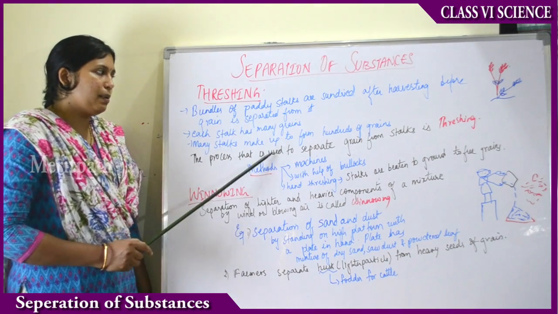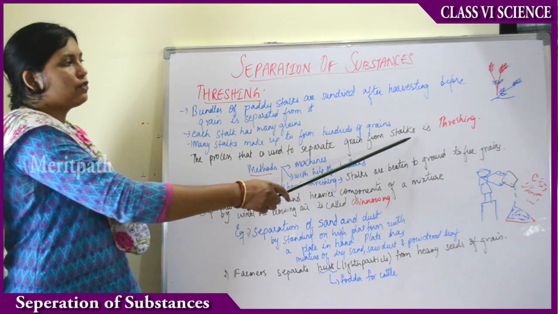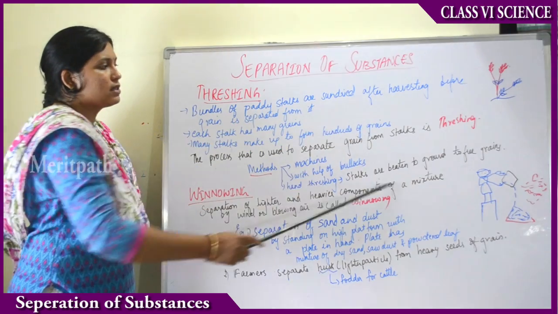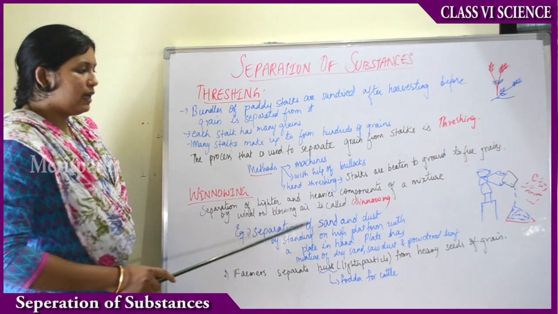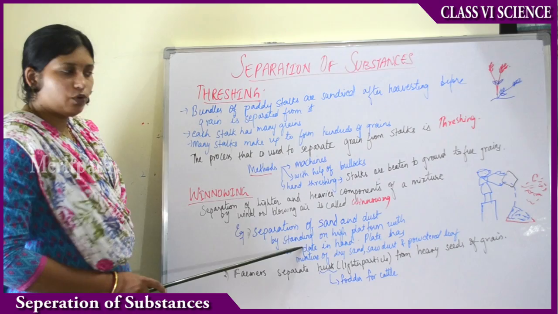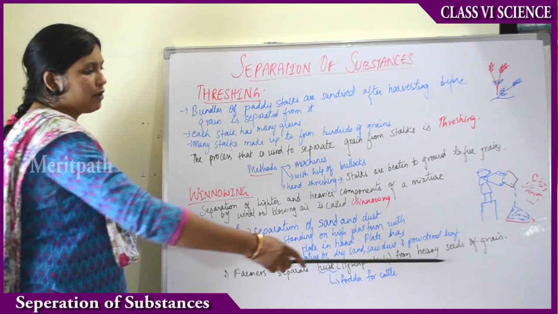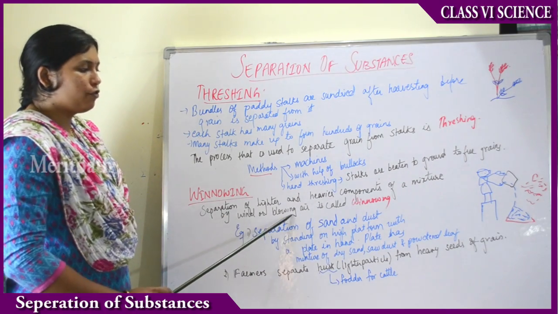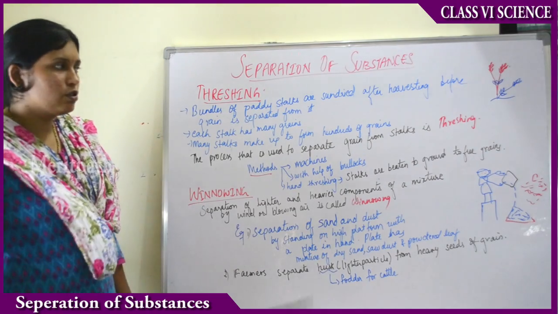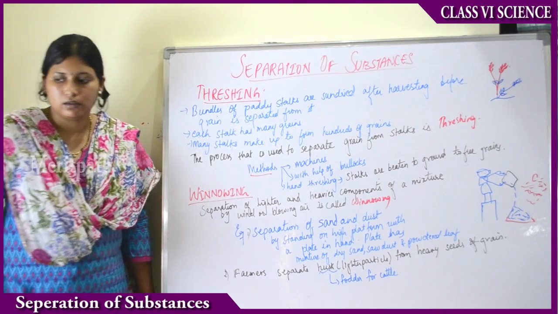So threshing is separating grains from the stalks. Then after we get the grains, they are separated by a process called winnowing. Separation of husk from the grain by the wind is known as winnowing. So this was our threshing and winnowing.